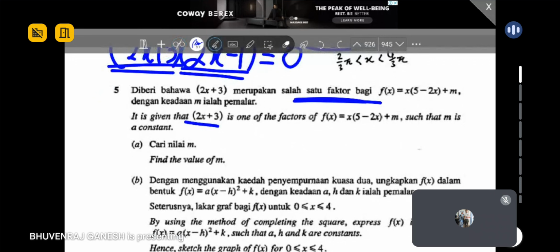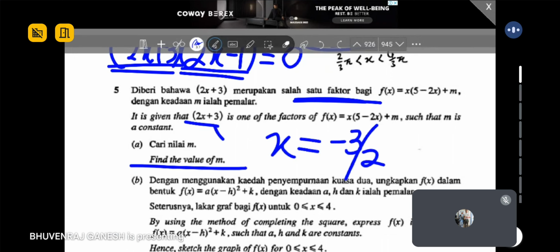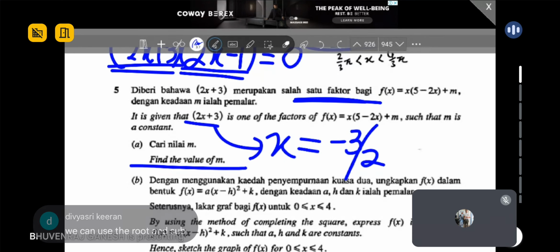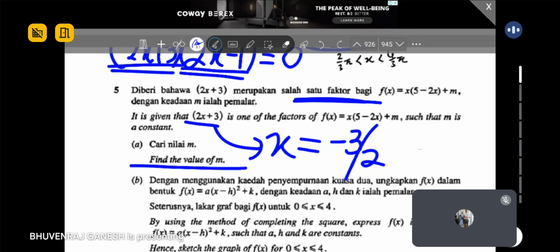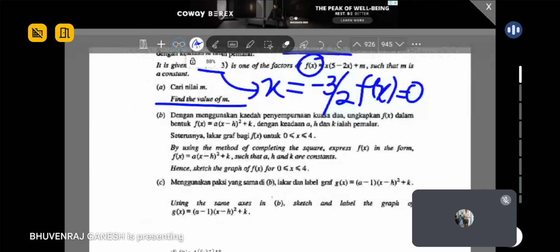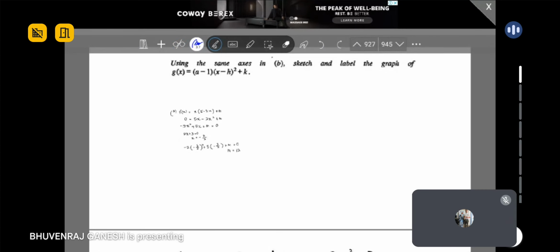Alright, so they ask you to find the value of m, guys. Cari nilai m. So how to find the m? Think and see, what is the concept? Just now I showed you, right? x equal to negative 3 over 2, based on this. Berdasarkan yang ni. Very good. You just need to sub x equal to negative 3 over 2 inside your equation. Gantikan saja dalam persamaan kamu. Then you equal it to 0. fx sama dengan kosong. Then you just solve for your m value. So that's how you can get the m value.